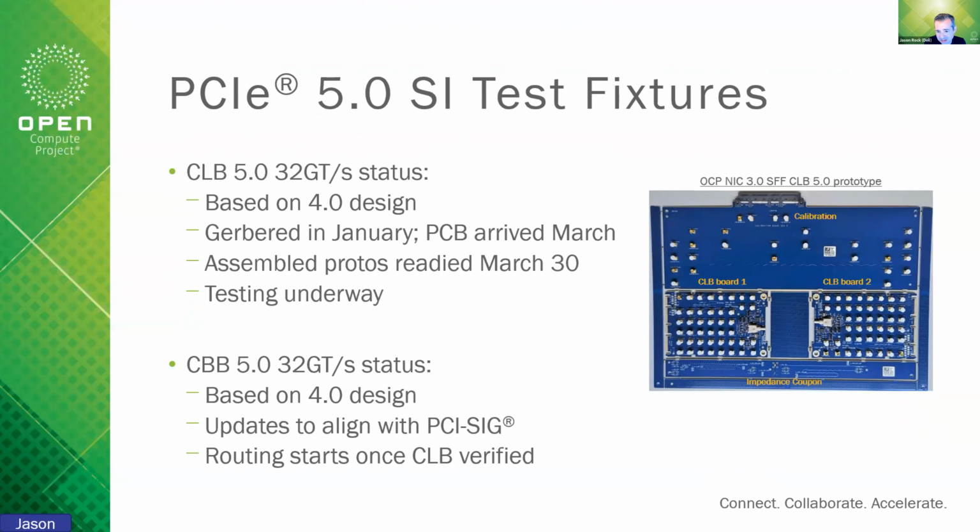The CLB Gen 5 is based on the CLB Gen 4 version. So it is a new design. We had to move that to another low loss material to meet the tolerances of what's required. I think everyone's aware of the supply constraints in the market. So we did Gerber that in January. Finally, the PCBs for that arrived in March, and then we finally got it assembled just last month.